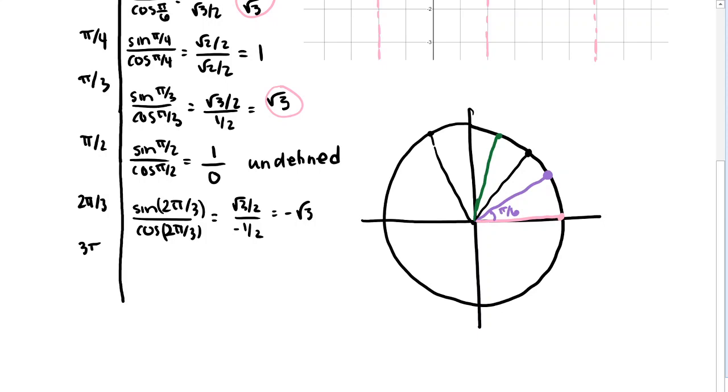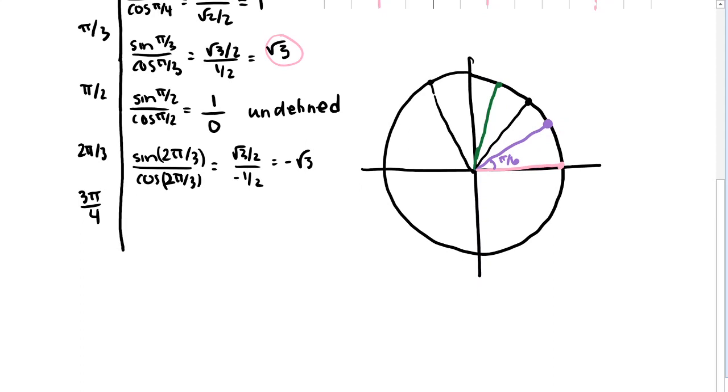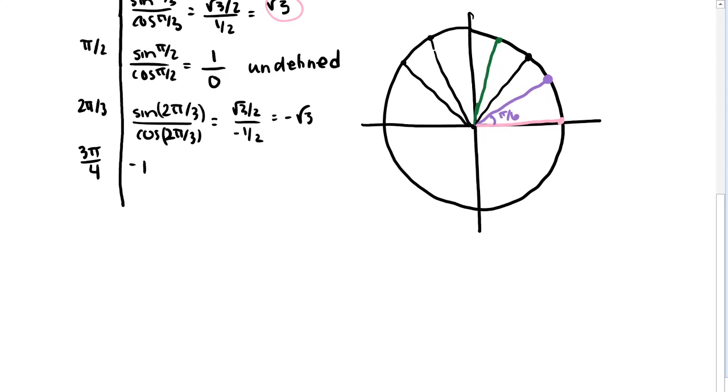Here, 3 pi over 4, another 45-degree angle floating around in this picture. We have a slope of negative 1, where we get square root of 2 over 2 divided by negative square root of 2 over 2, so this is negative 1. 5 pi over 6. This comes out to be negative 1 over the square root of 3. And it's very similar to our computation earlier for pi over 6.